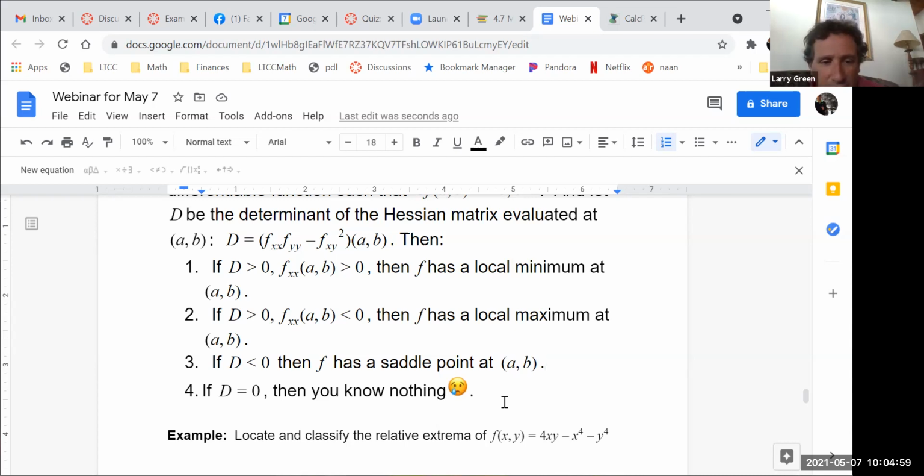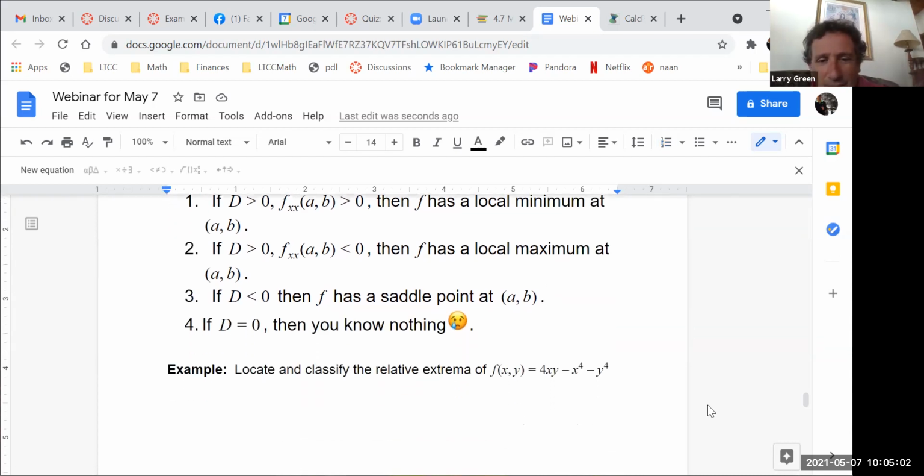Okay, locate and classify the relative extrema of f(x, y) equals 4xy minus x to the fourth minus y to the fourth. All right, well, how do we find out where the possible extrema are? What do we have to do? First step. Starts with a G. Take the gradient. Take the gradient of f.